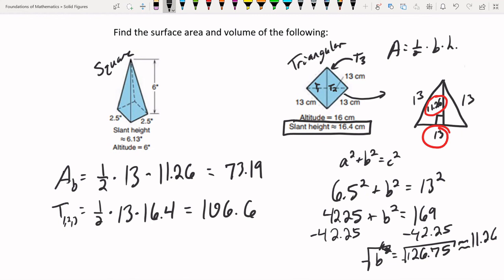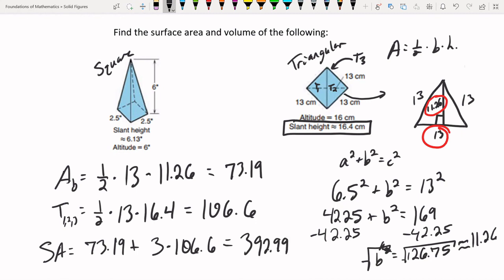All right, and now to find the surface area, we just add up all four sides together. 73.19 plus 3 times 106.6. That's because there's three sides of the triangle. Each side has 106.6 for the surface area. Okay, do it in the calculator. Times 106.6 gives us 392.99, pretty much 393. This is going to be in centimeters squared.